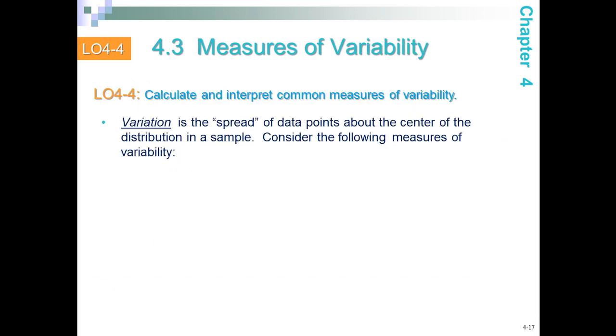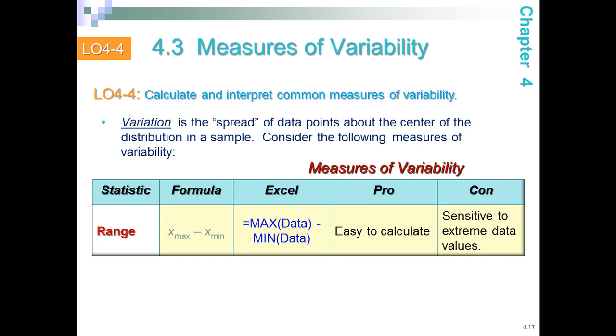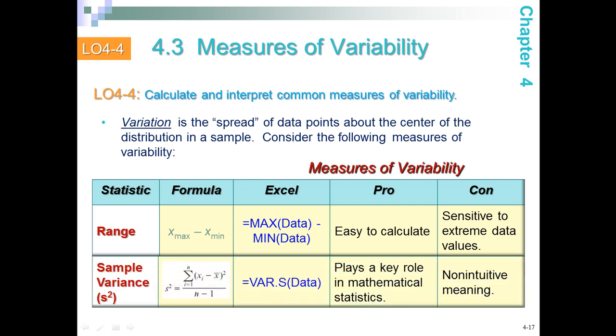The next measure that we want to look at is that of variability. How much spread is there in the data is the question. And there are several different measures to use for this. The first one is the range, and you just take the maximum value of x minus the minimum value of x, and in Excel it's just max minus min. It's easy to calculate, but like the mean, it is sensitive to extreme values.